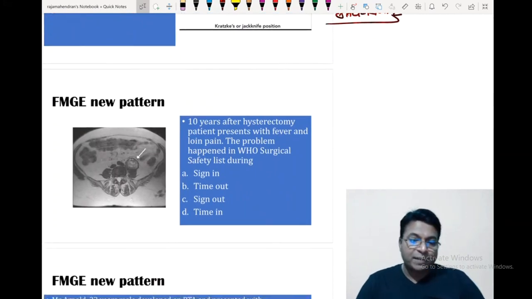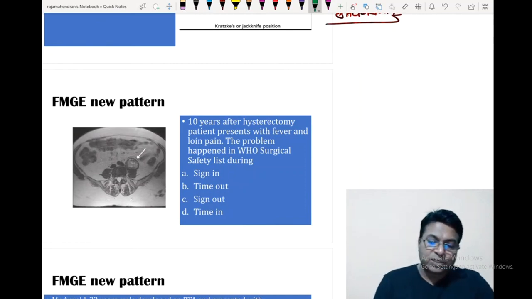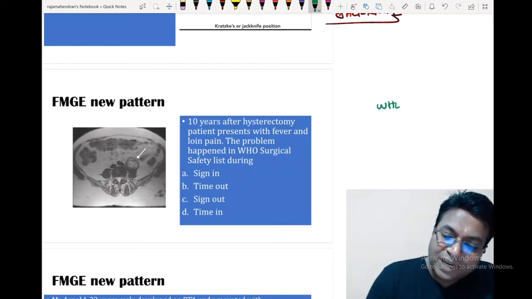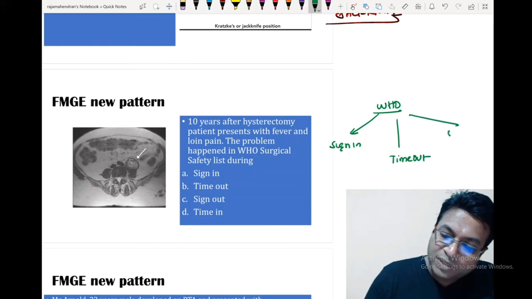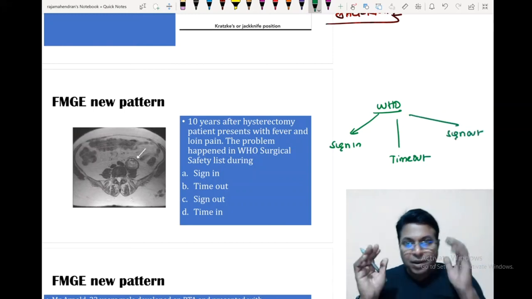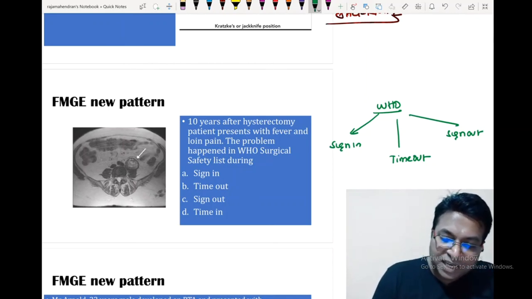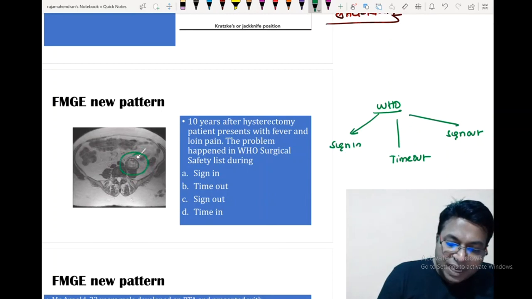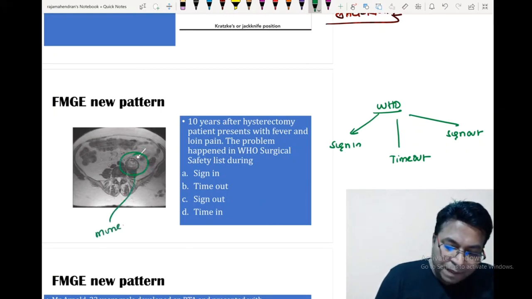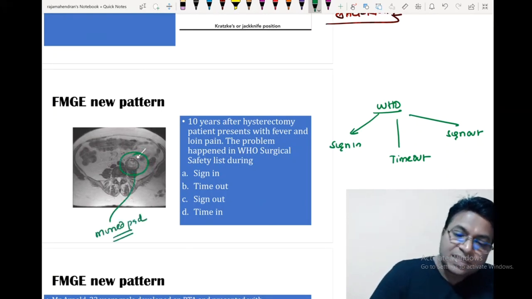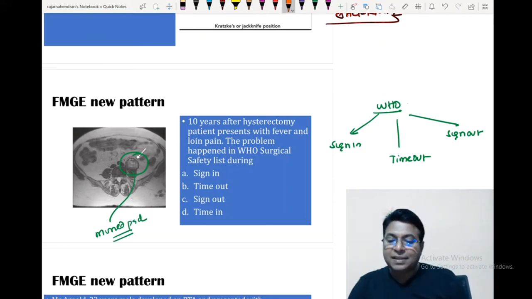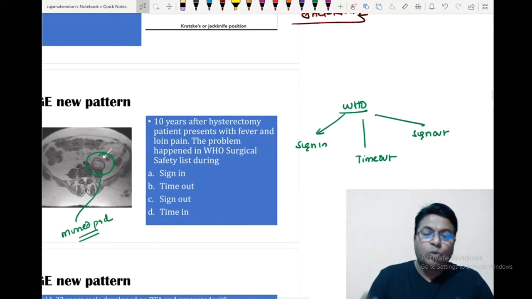So the next question is a definite MCQ for NEET PG, but very rarely asked in FMG exam, but this is an expected question. There is a WHO surgical safety tabular column which is known as sign in, time out and sign out. These are the 3 columns used in WHO surgical safety guidelines. In this, the question is asking: 10 years after hysterectomy, patient presenting to you with fever and loin pain. Can you see there is a missed pad seen. Missed pad which was missed during previous surgery was seen there. So where did the problem happen in this 3? Sign in, time out, sign out column.